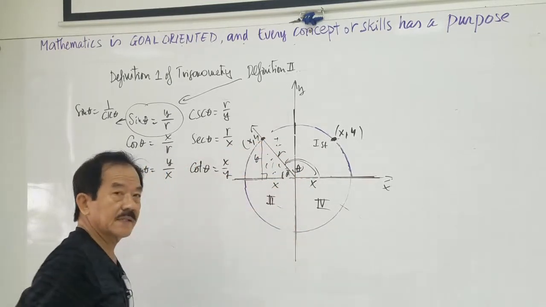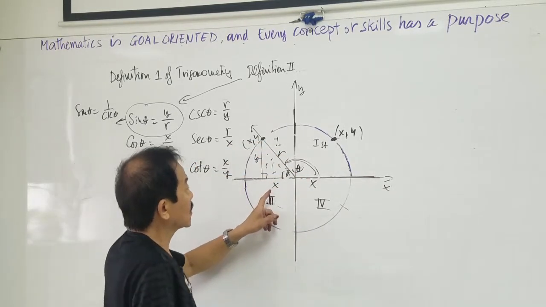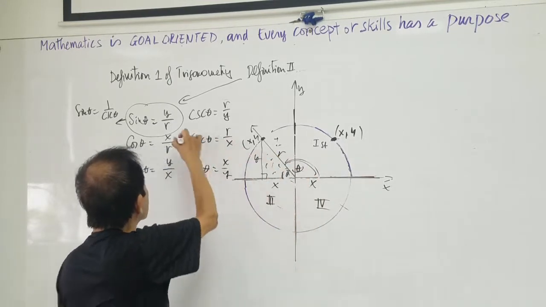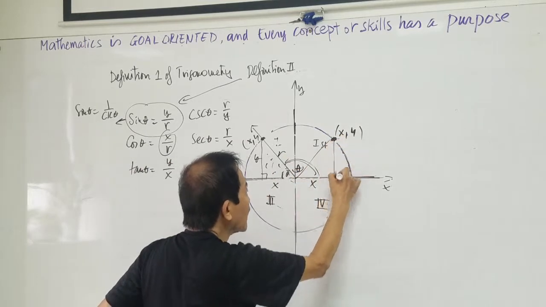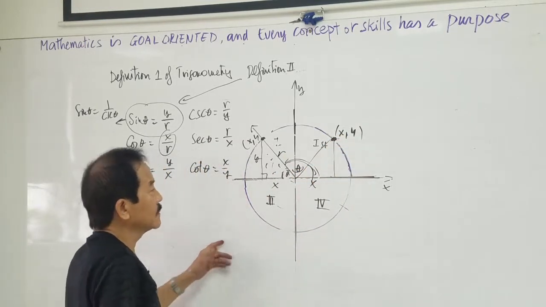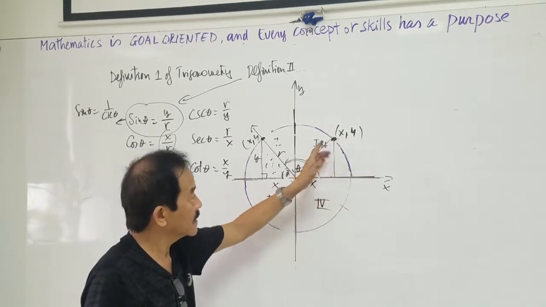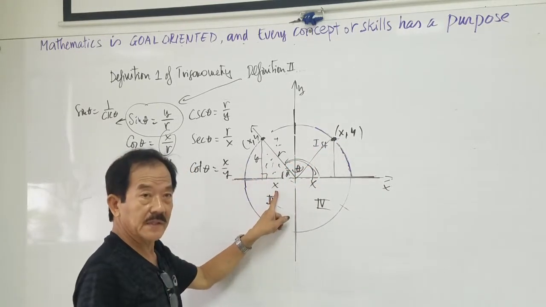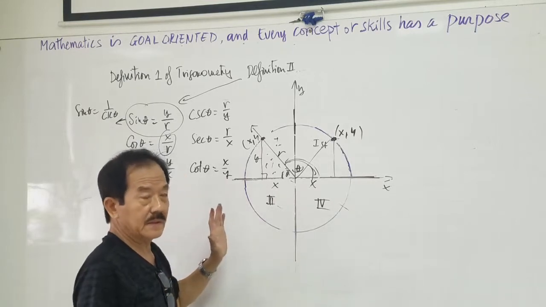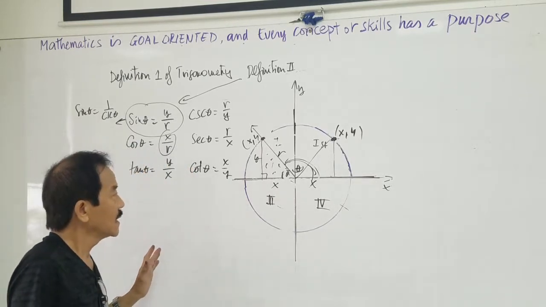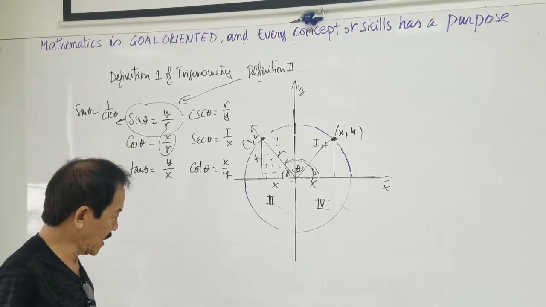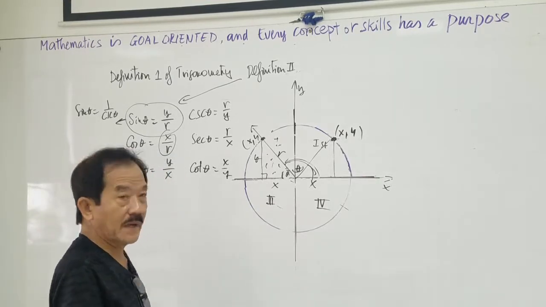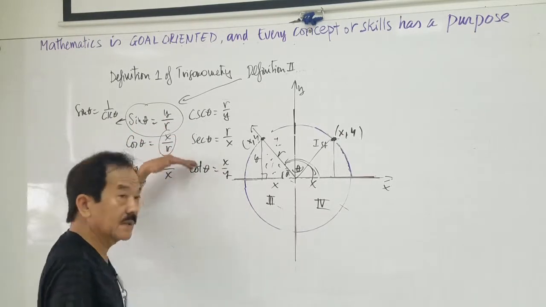It might be the axis. So now cosine of this angle, not that angle, equals h over r. But in this case, that's different from cosine of this angle. Why? Because h here is positive in quadrant 1, but in quadrant 2, h becomes negative. Can you see that? So therefore, that's different between quadrants.